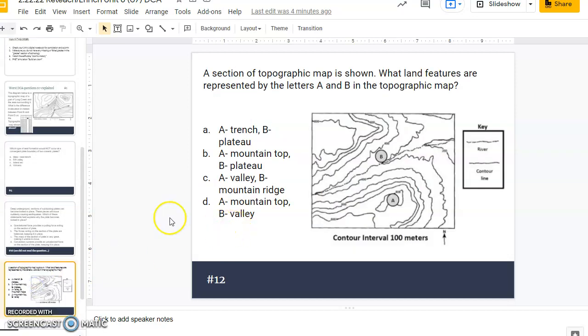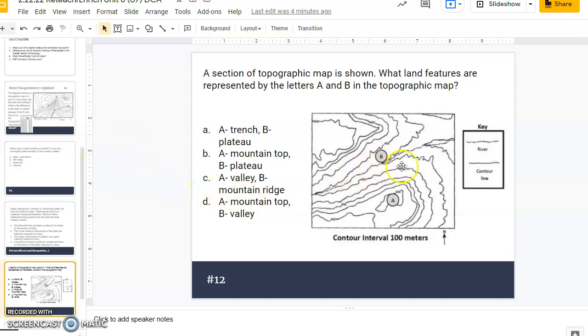And our other question is 12. A section of topographic map is shown. What land features are represented by A and B in the map? Well, right here in the key we have the rivers. Do rivers sit on top of mountains? No. So is A a trench? When we look really close at the numbers, that's really high, so it would be more the mountaintop. So I can get rid of A and C.